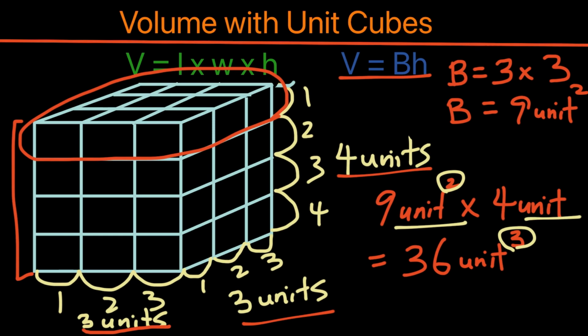And from here, you can see that both methods, whether you use the first volume formula or the second volume formula, your final result is the same, which is 36 unit cube. So this is an example of how you find volume with unit cubes.